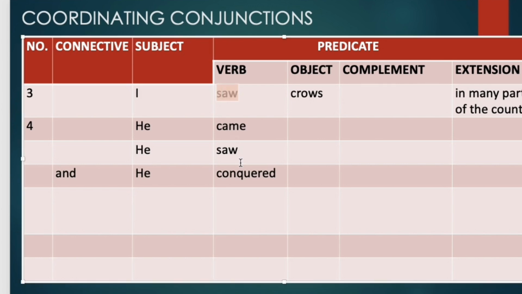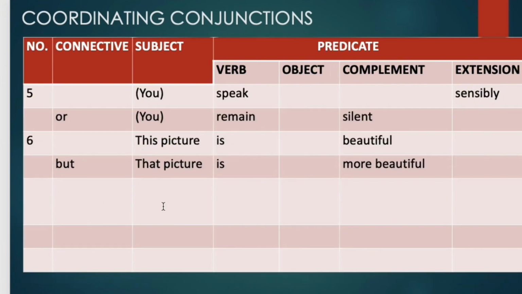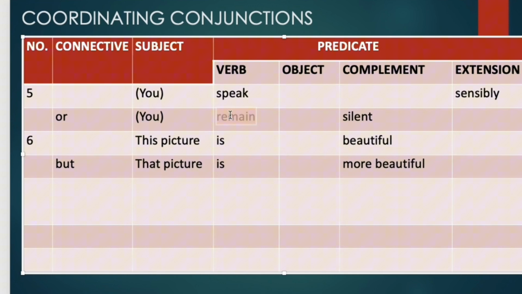Sentence 4 is a multiple sentence as it contains more than two verbs: came, saw, conquered. Sentence 5 is a double sentence as it contains two verbs: speak, remain. And sentence 6 is also a double sentence as it contains two verbs, is.